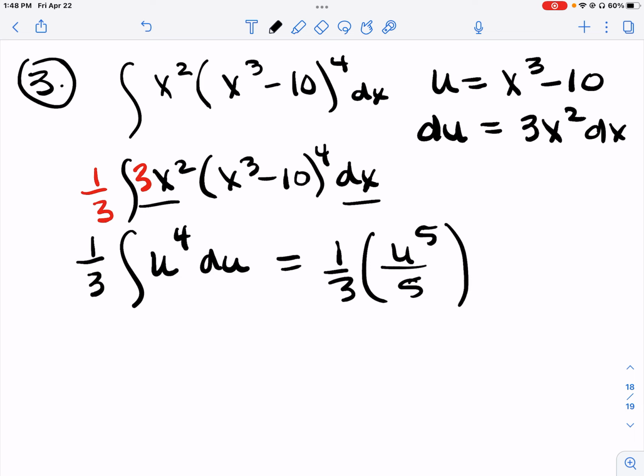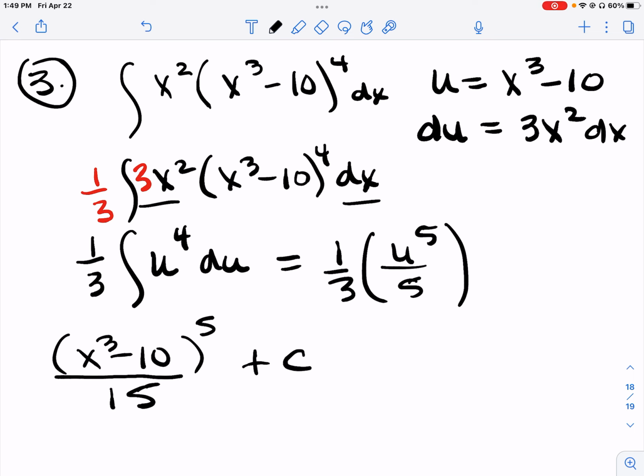So 1/3, and then that other 5 on the bottom, 3 times 5 is going to give me 15 down here. u is x cubed minus 10, and it's raised to the 5th. Okay, I always put it back in terms of x.